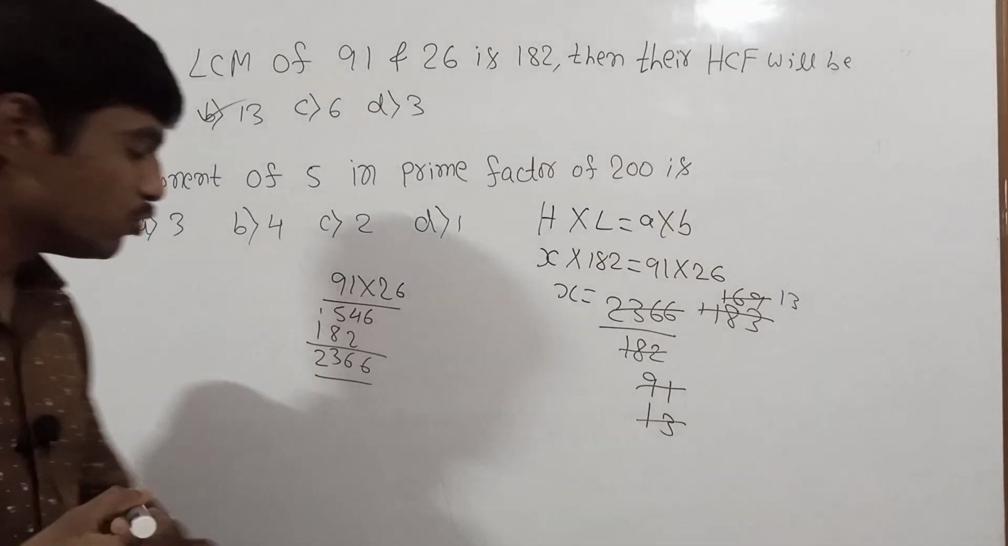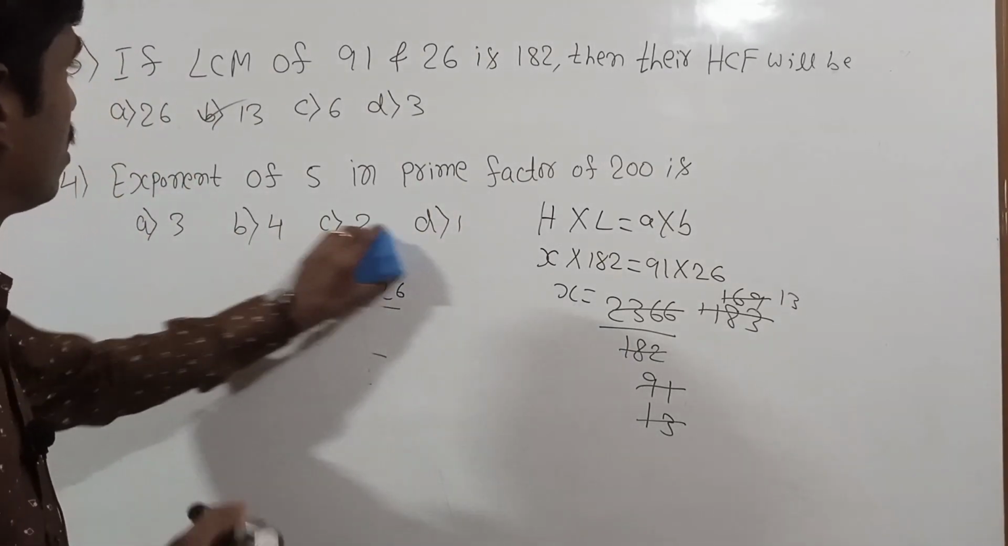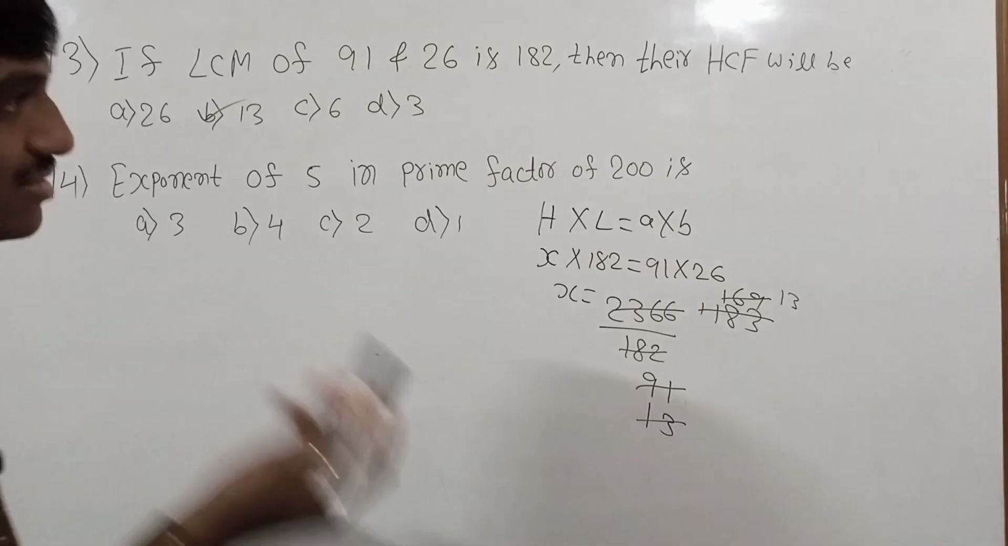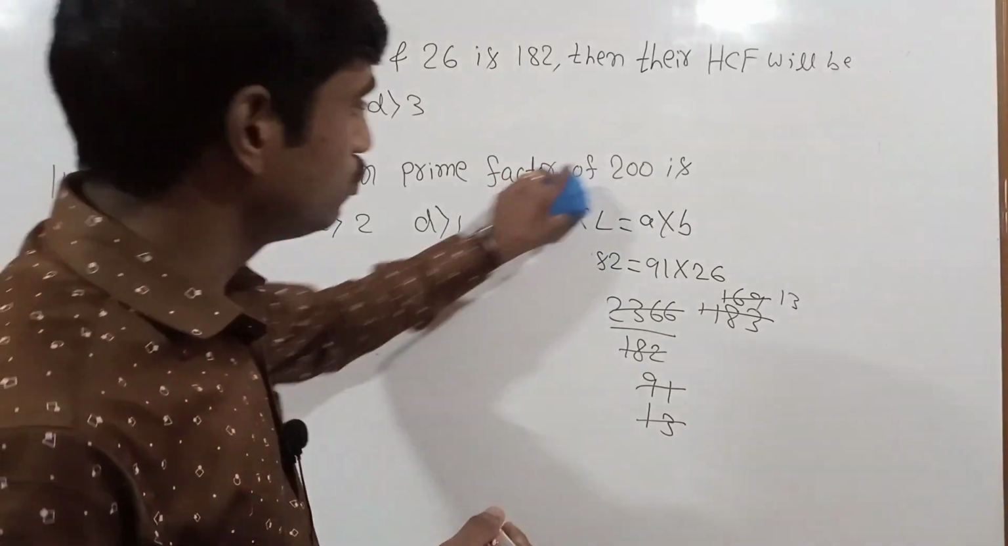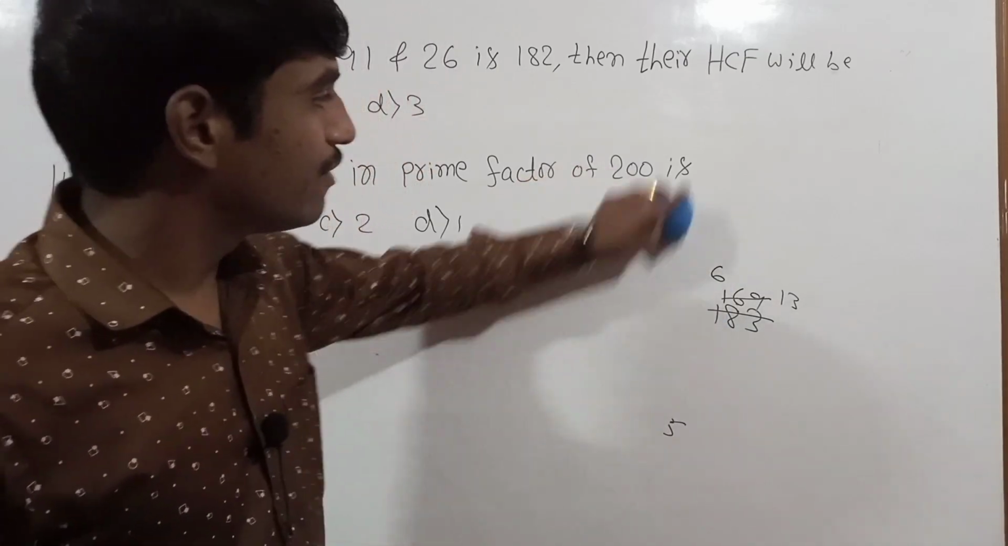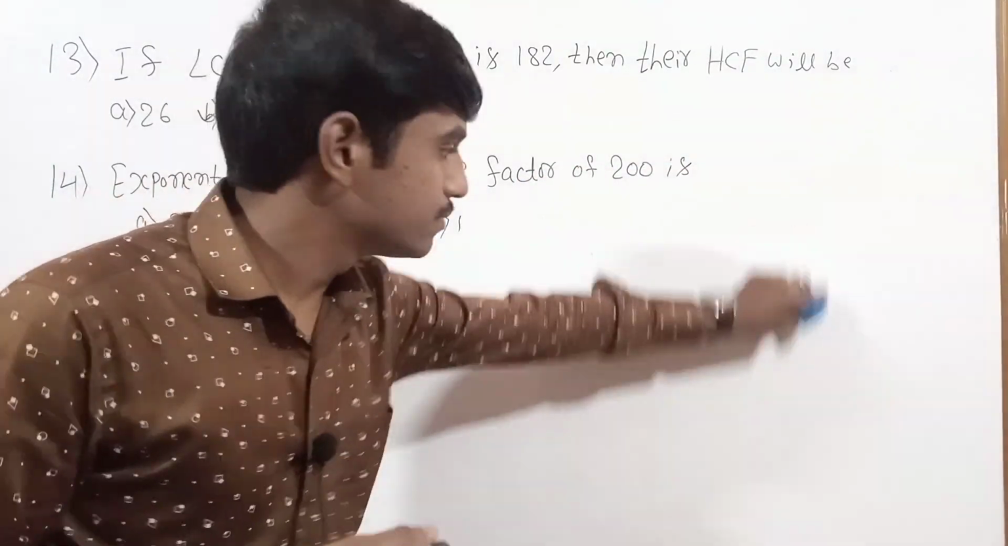So in this way, when they give the LCM of two numbers and they ask us to find the HCF, we use the same formula, HCF into LCM is equal to the product of two numbers, and then we will find the solution.